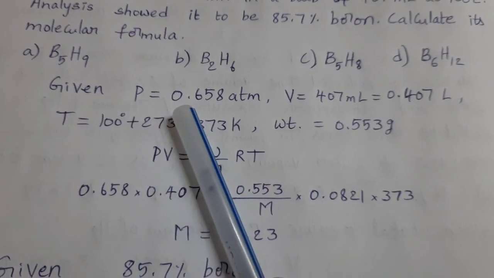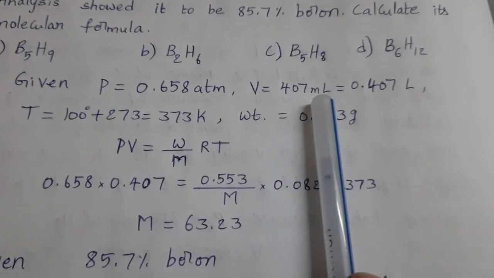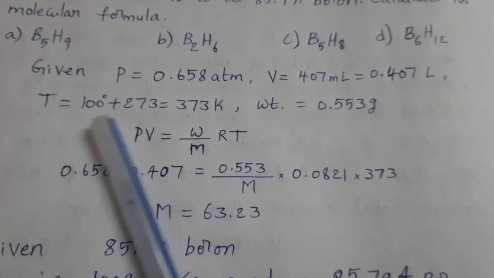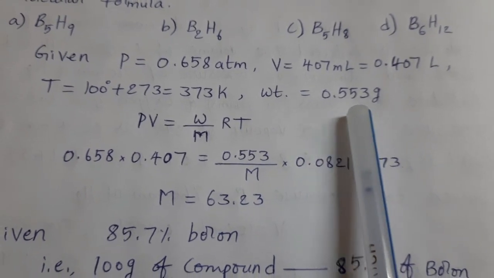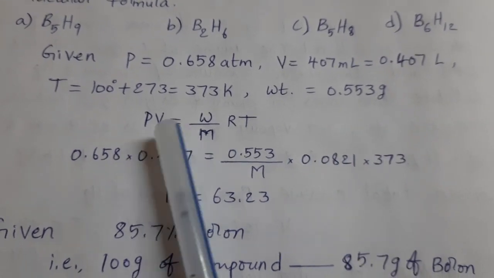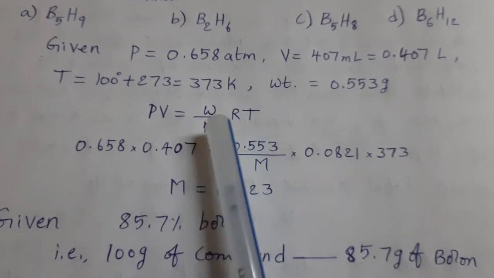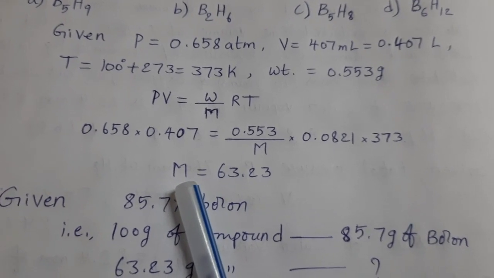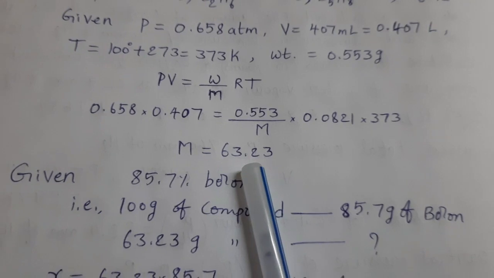Given pressure P = 0.658 atmosphere, volume 407 ml, that is 0.407 liter. Temperature in Kelvin scale 373. Weight of the substance 0.553 grams. So ideal gas equation PV = nRT. n means weight of the substance by molar mass. So from this molar mass we want. So substitute remaining values, then we can get 63.23.